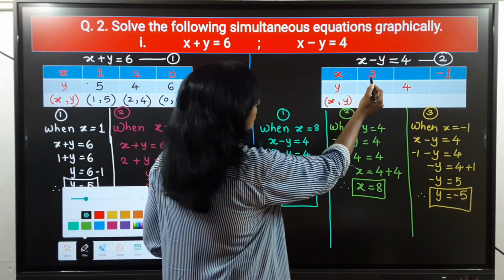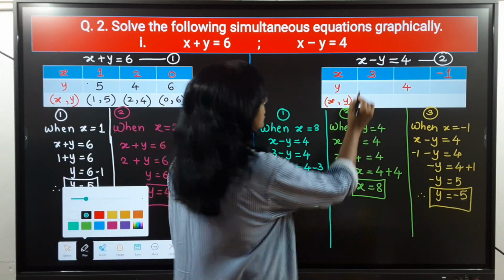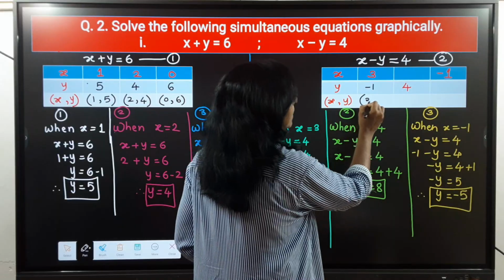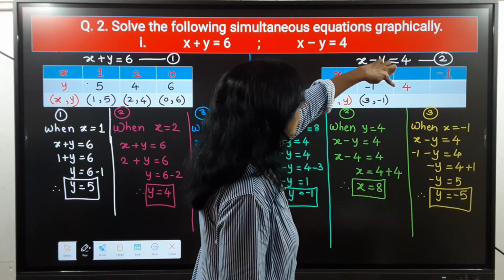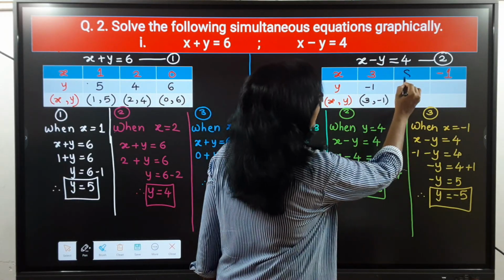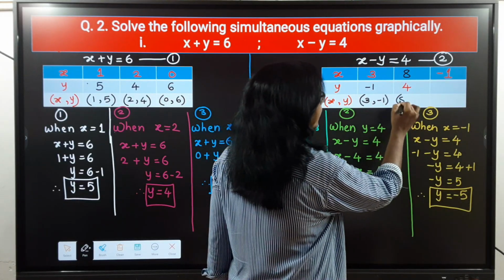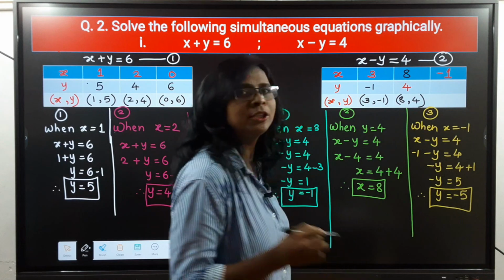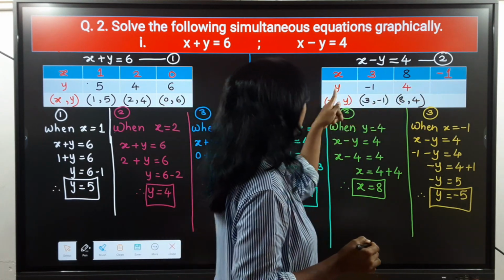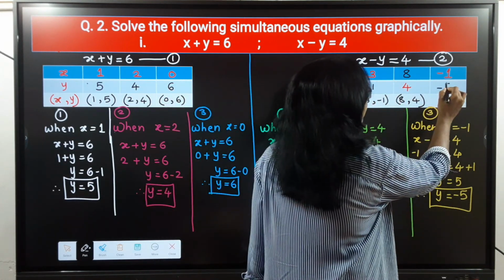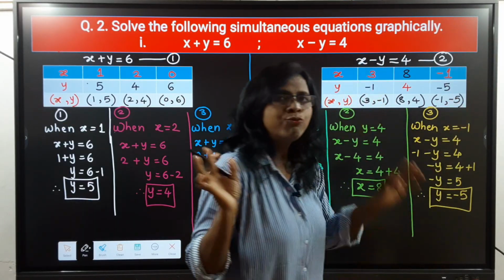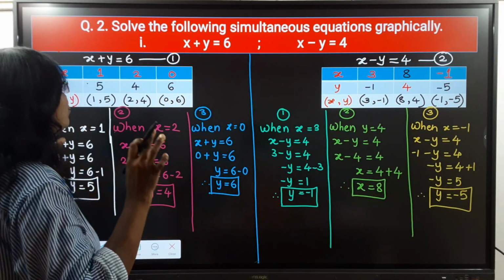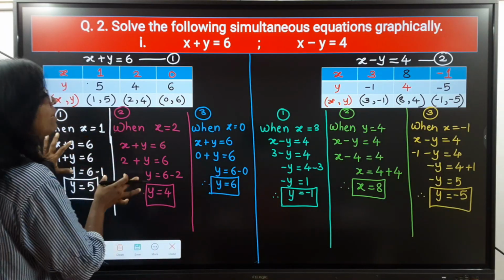Okay, so when x is equal to 3, y is equal to minus 1. So I write here minus 1, and the coordinates are 3, minus 1. Then here, students, when y is equal to 4, then x is equal to 8. So here 8, and the coordinates are 8, 4. Then for the third value, when x is equal to minus 1, y is equal to minus 5. Therefore the coordinates are minus 1, minus 5. So in such a way we have to find out the values for the individual equations.